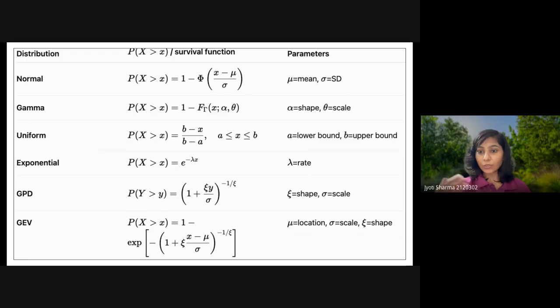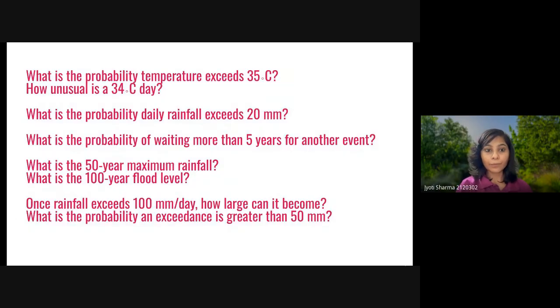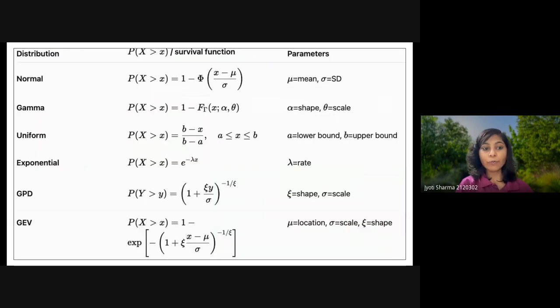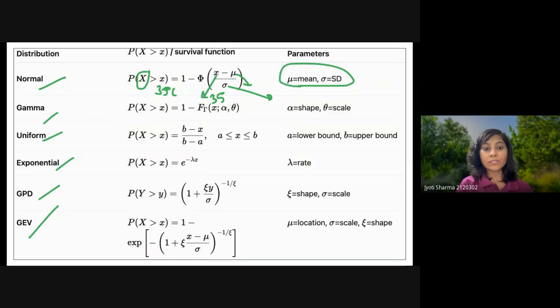Okay, so as I told you, we can calculate the probability. Let's say we want to calculate the probability that the temperature will exceed 35 degrees Celsius. How can we calculate that probability? We have different formulas for different distributions. Let's say this is your temperature when it is exceeding 35 degrees Celsius, and we have some parameters. This is your 35. This is the mean of all the values. This is the standard deviation. And this is your phi. Putting the values in this equation will give you the probability.